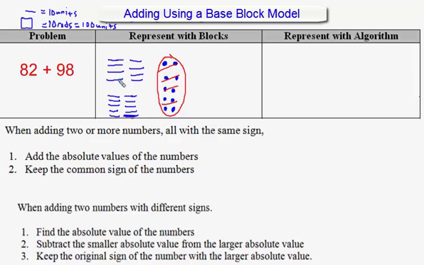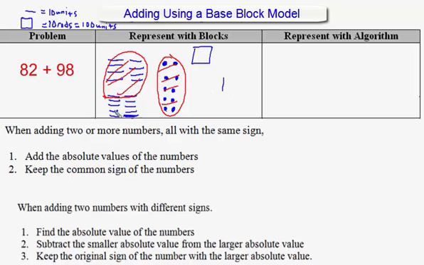1, 2, 3, 4, 5, 6, 7, 8, 9, 10. So if I take these 10 rods, circling them means they're no longer there, and I'm going to change it to a flat. So let's put this over here. Now I have a flat, which is 100, so I'm going to put a 1 in the hundreds place of my answer. And then now I need to count the number of rods I have left over.